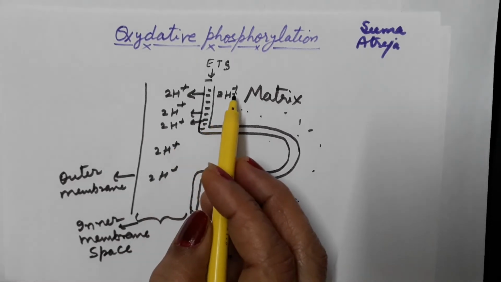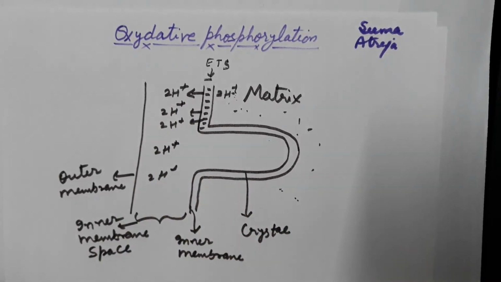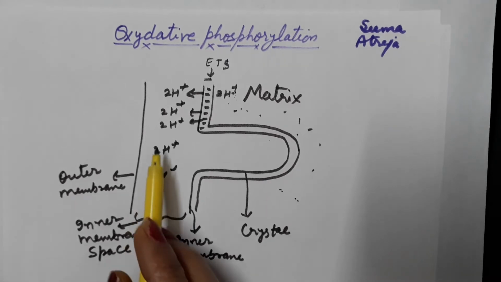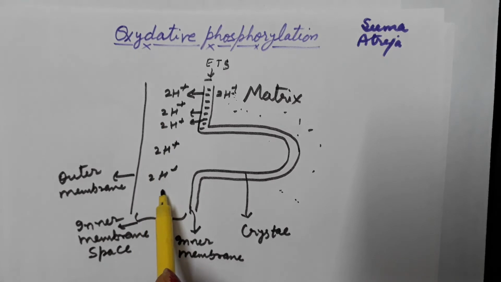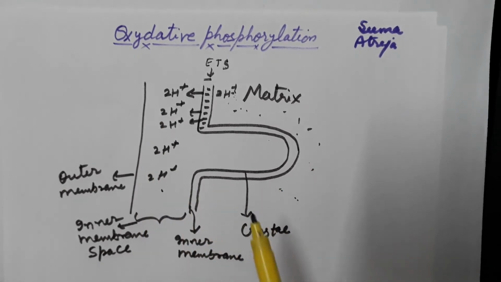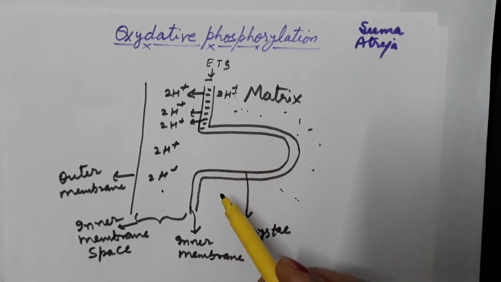Because of transport of protons from matrix to inner membrane space, accumulation of protons takes place in the inner membrane space, and the concentration of protons is more in the inner membrane space in comparison to the matrix of the mitochondria. So there exists a proton gradient. On this inner mitochondrial membrane, there is present the FOF1 particle.